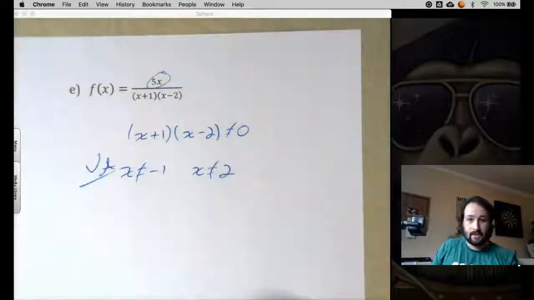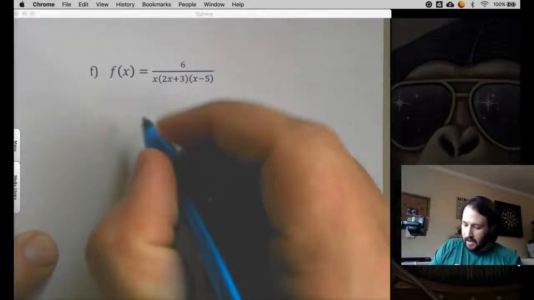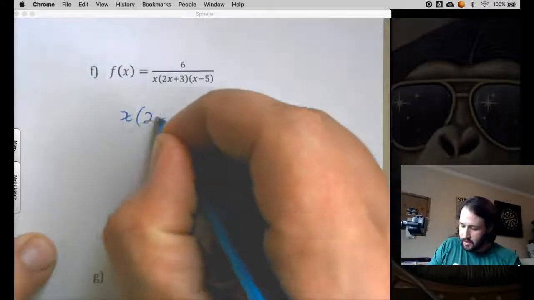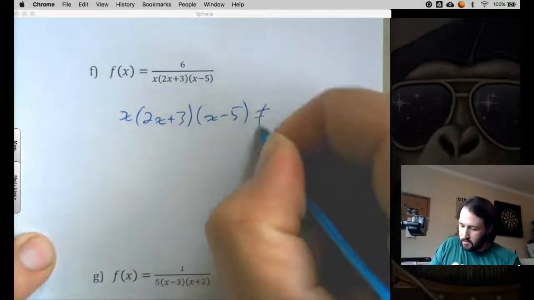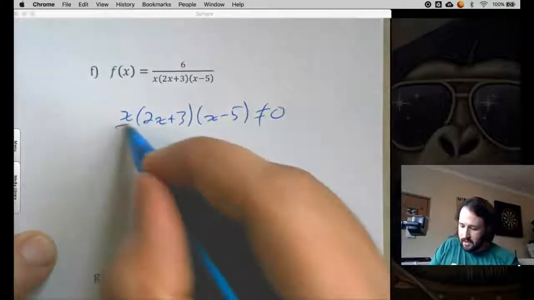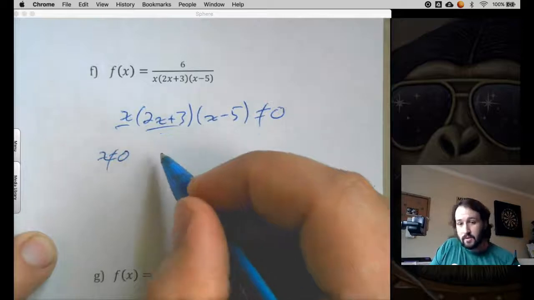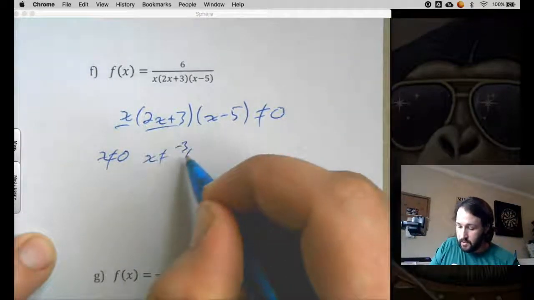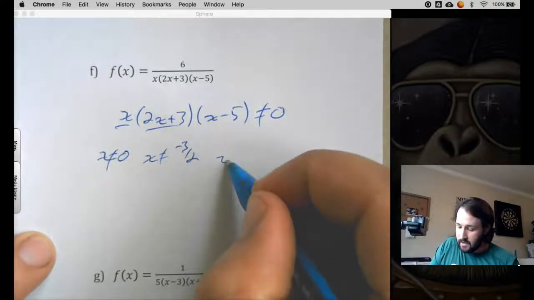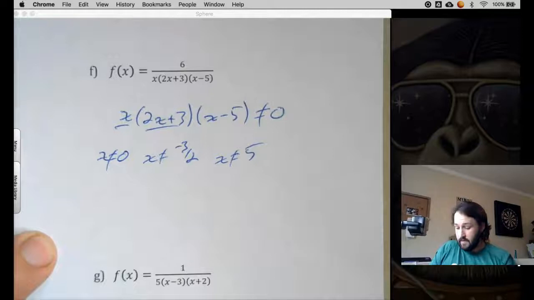Cool. All right. Ooh, we got 3 in this one. Because I have x times 2x plus 3 times x minus 5 cannot be equal to 0. Right, so I have x cannot be equal to 0. 2x plus 3 cannot equal 0, so subtract 3, divided by 2, so x cannot be negative 3 over 2, and add the 5, so x cannot be 5. So we have 3 vertical asymptotes.